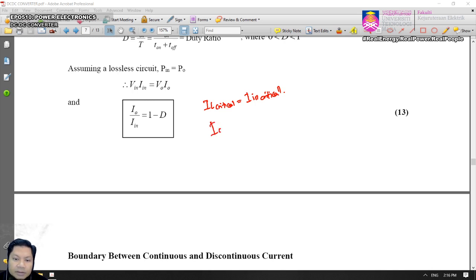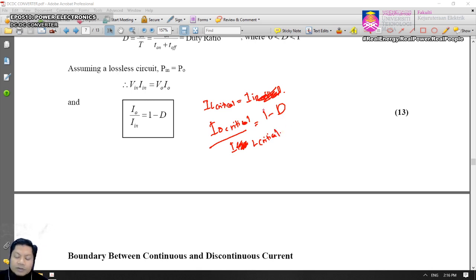I not critical, there's no I. Okay, so you have I not critical equals to I in equals to 1 minus D, isn't it? And therefore, this is IL. This is IL critical.